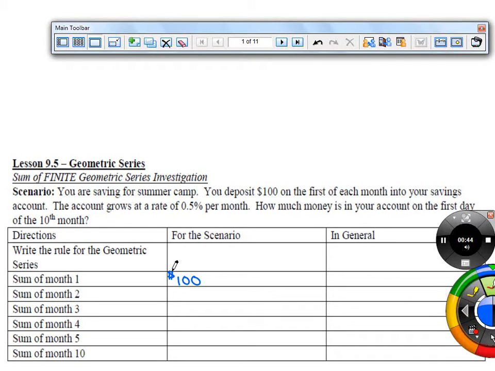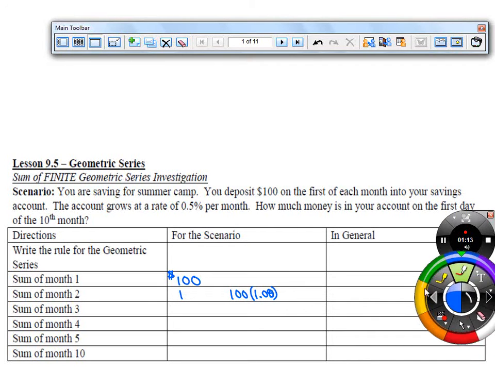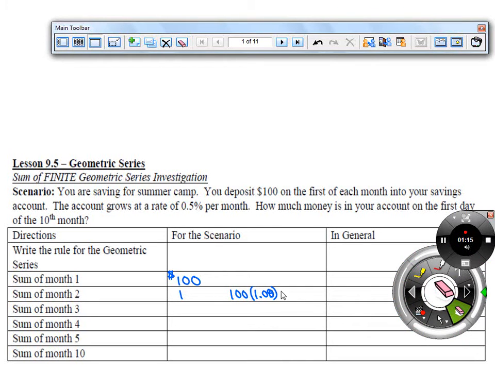So the first day of month 2 comes, Savannah? Good. So this 100 that was already in there is still going to stay in there. I'm actually going to write it right here. I'll show you guys why in a minute. And it's getting multiplied by 1.005, meaning we kept the whole thing.